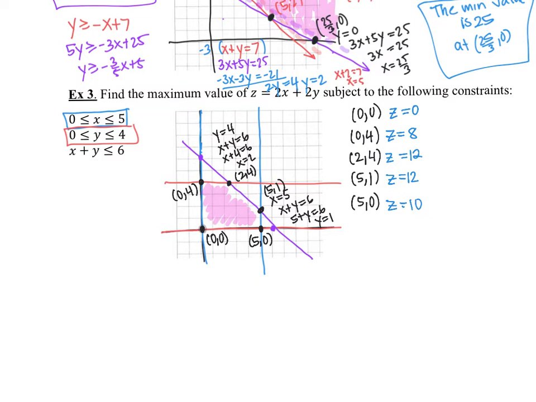Now I'm looking for the maximum value, but I got 2 maximum values, which doesn't totally make sense, but it kind of does. Okay, so the way I'm going to say that is that I know the max value is 12.